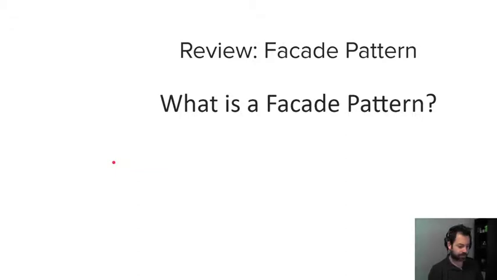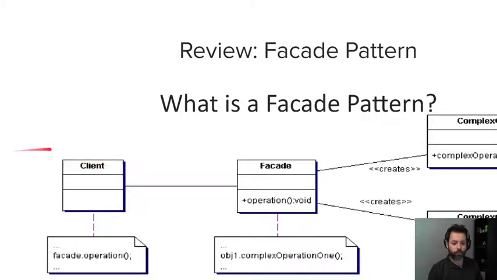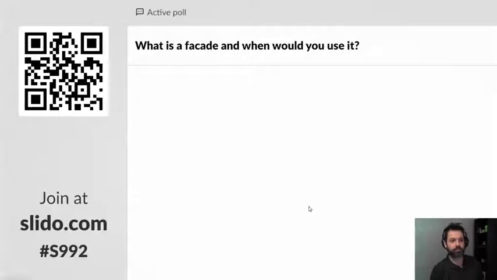So next up, facade. This was the second one we talked about. If we remember, it looks something like this. We have a client, we have a facade, and then we have some classes behind the scenes. Client calls facade.operation. The facade class itself calls the other objects. So then another slide for you here. What is a facade? And why would you use it? When would you use it?